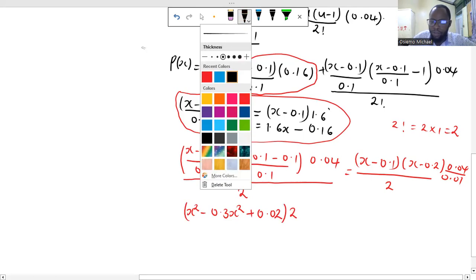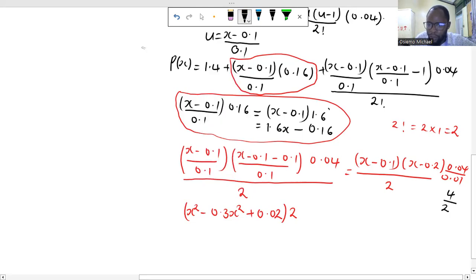You're going to have something like this. Let me show you. So here you're going to have 0.04, so it is going to become 4, then over the denominator, which is 2, which will give you 2. So with that, now you can have this one as 2x squared minus 0.6x, and then plus 0.04.